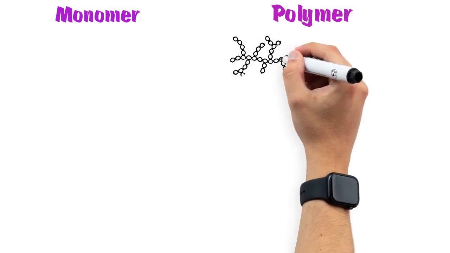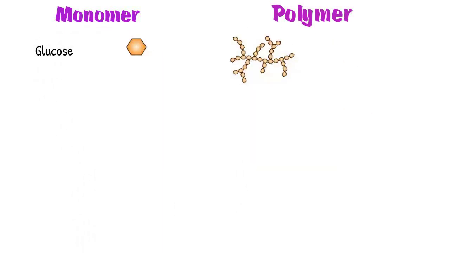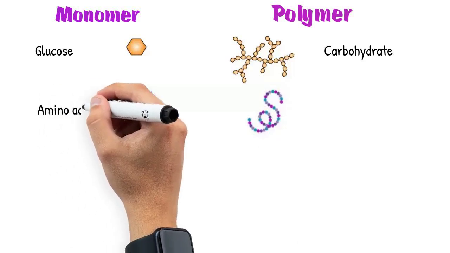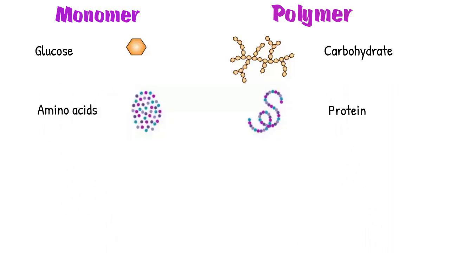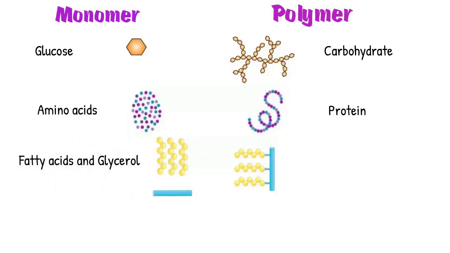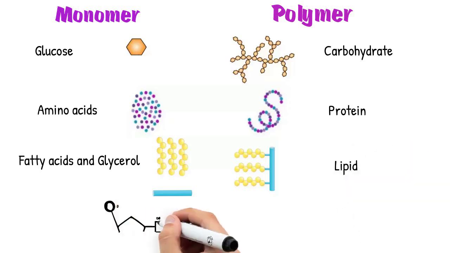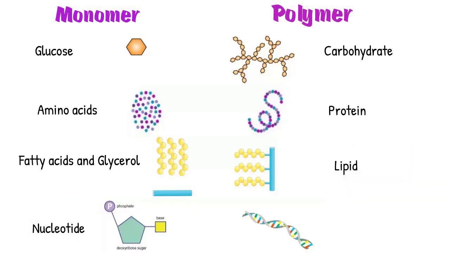Let's make a table showing our biological molecules and their monomers. Glucose is the monomer for all carbohydrates, including starch. Amino acids are the monomers for all types of proteins. Fatty acids and glycerol are the monomers for lipids. And finally, nucleotides are the building blocks of the DNA.